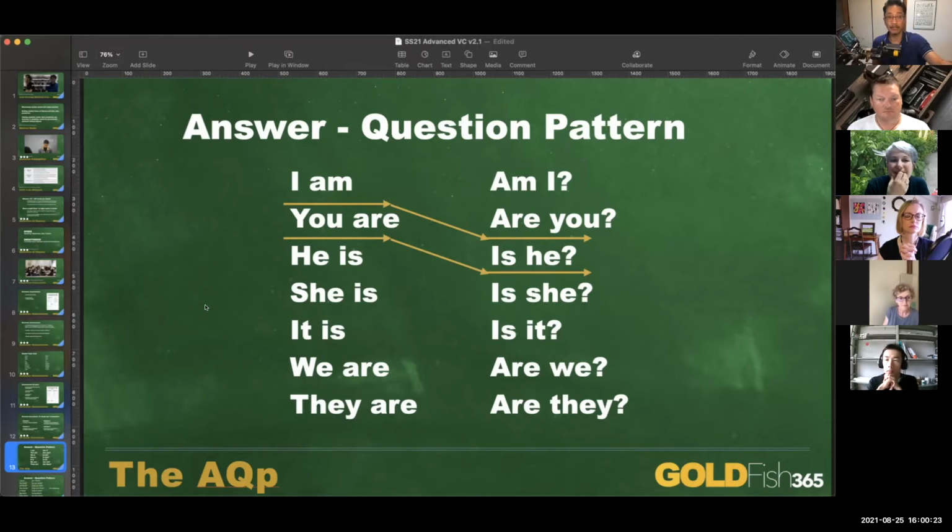So if I ask, I am, are you? The answer is, you are, is he. You can quietly follow me. He is, she. She is, it. It is, are we, we are, they are, am I, I am, are you, you are, is he, he is, is she, she is, it is, are we.